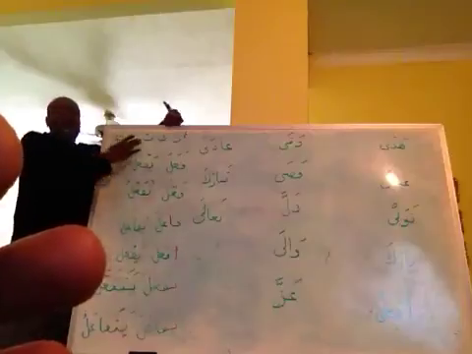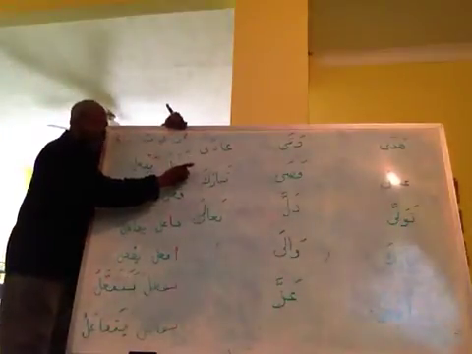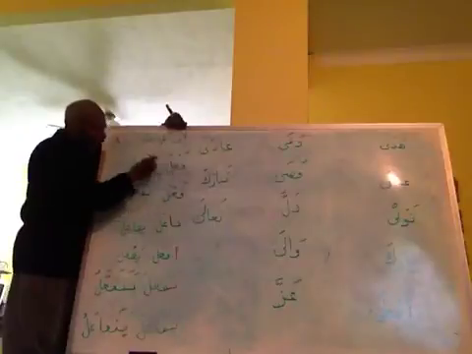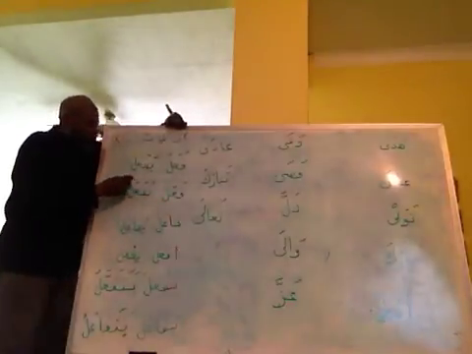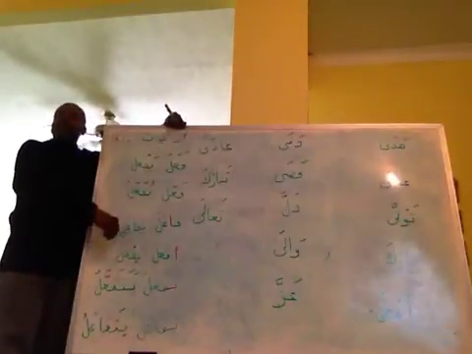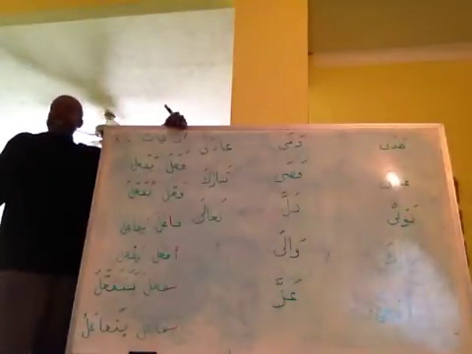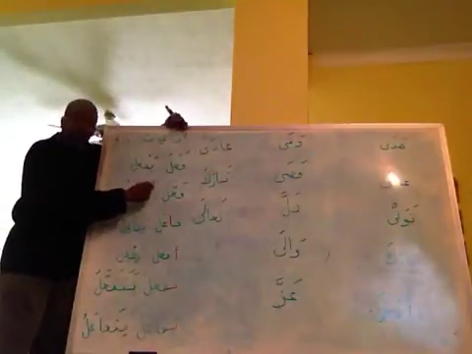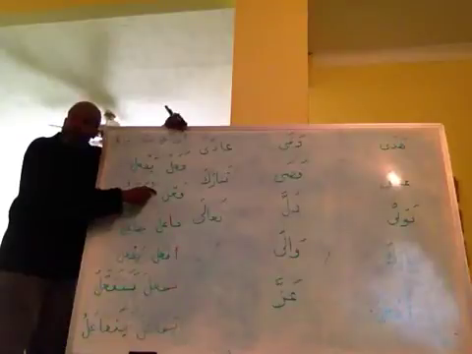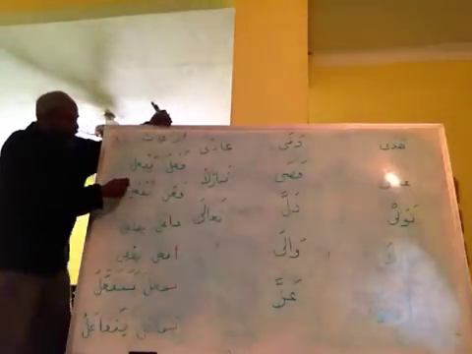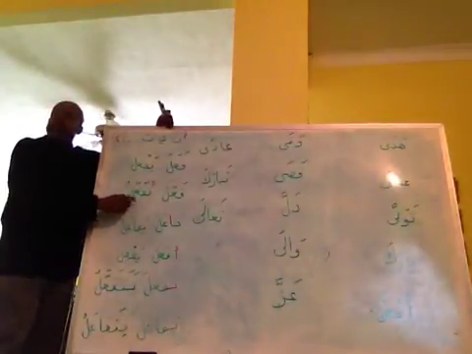We already established how to do a past tense verb, and how to do the present tense verb. So what do we say about forms 2, 3, and 4 in the present tense? General statements: the prefix vowel is dhamma, right? And the vowel before the end is kesra.